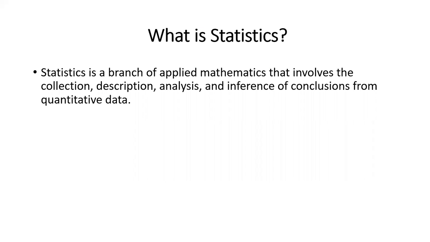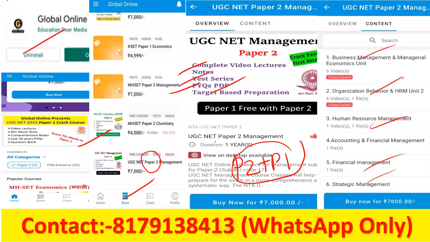So let's see what is statistics. Statistics is a branch of applied mathematics that involves the collection, description, analysis, and inference of the conclusion from the quantitative data. Remember this point, it can be asked: does statistics deal with both qualitative and quantitative data? No. Statistics is basically concerned with quantitative data only. It is the branch of applied mathematics which involves collection, description, analysis, and inference, CDAI. I hope this definition is clear.